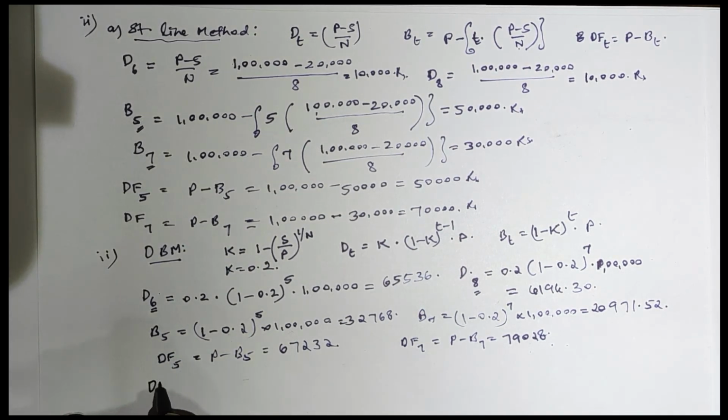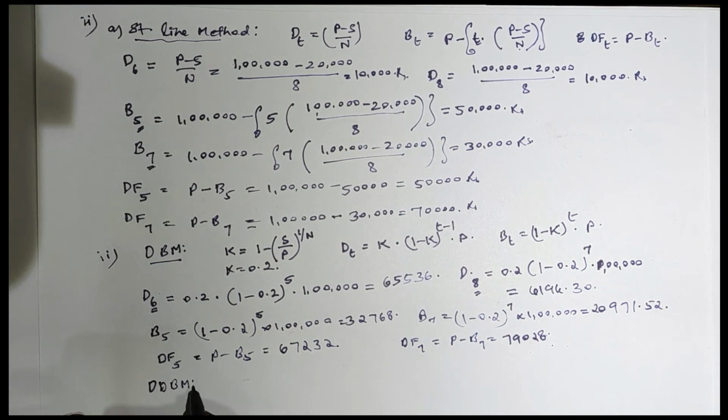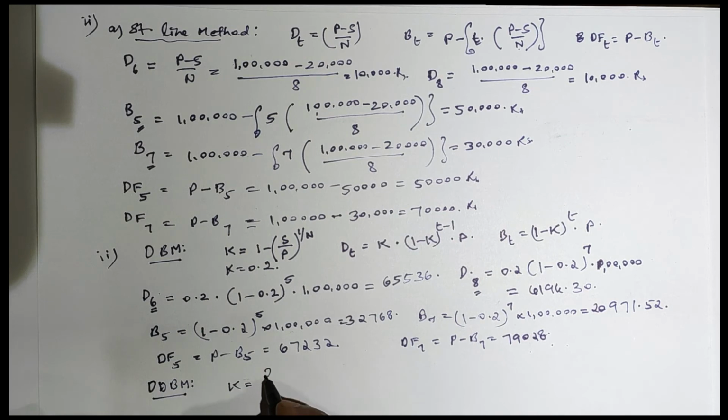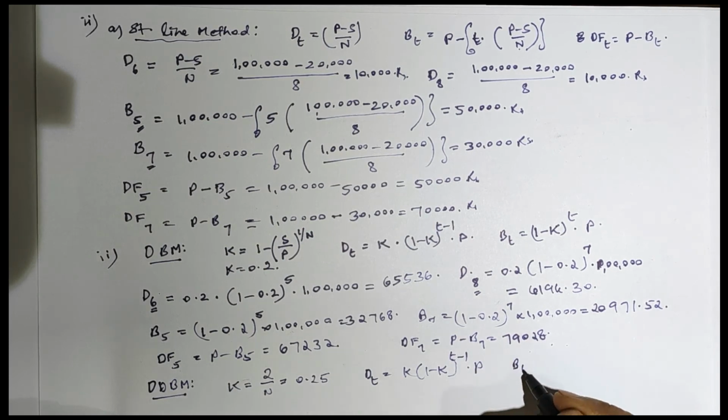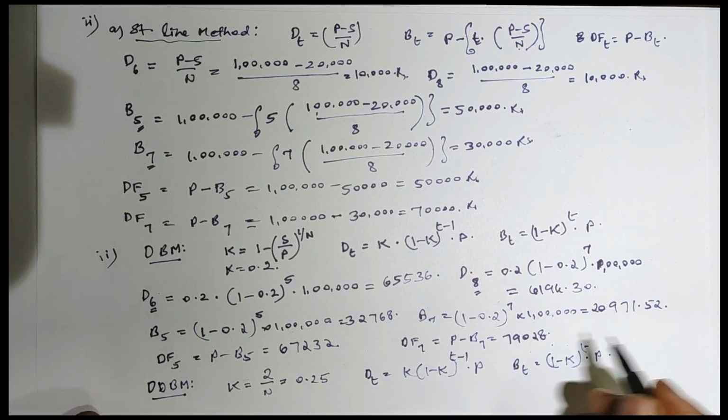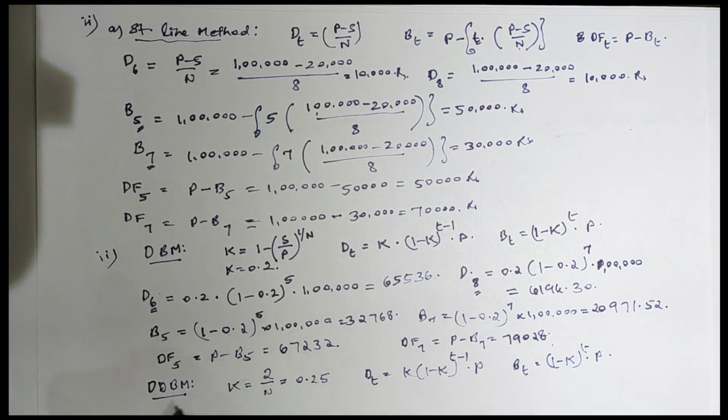Now the double declining balance method is another version of this. The only difference is K is equal to 2 by N, so you get 0.25. All other formulae remain the same. D_t is K into (1 minus K) raised to the power t minus 1, into P. B_t equals (1 minus K) raised to the power t into P. All other things remain the same.